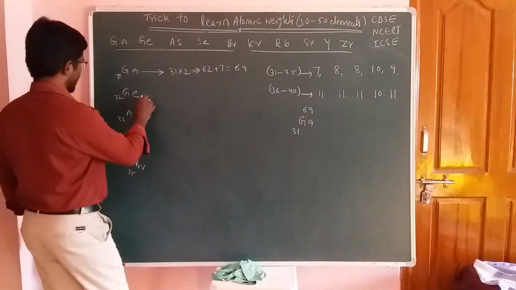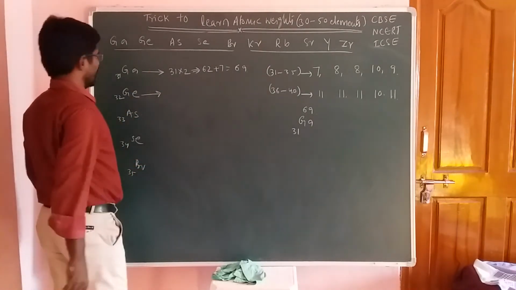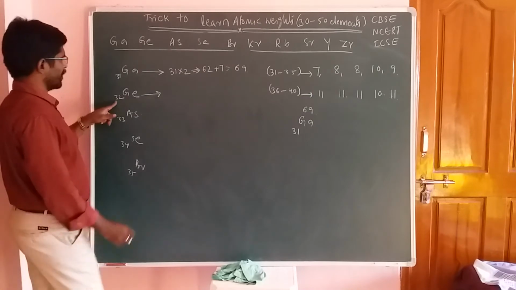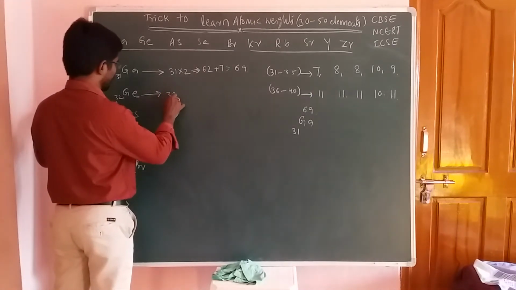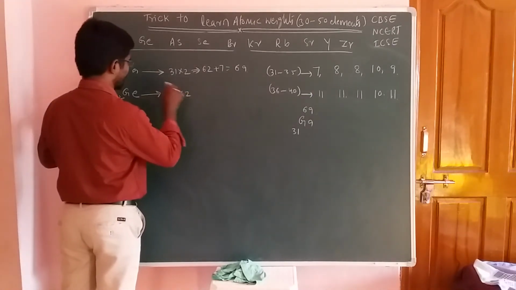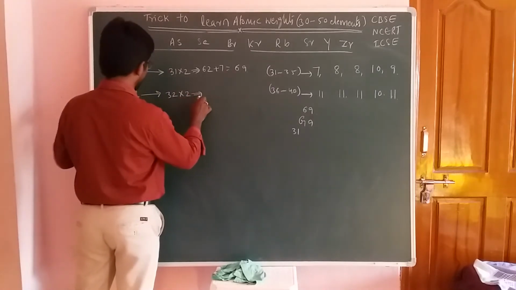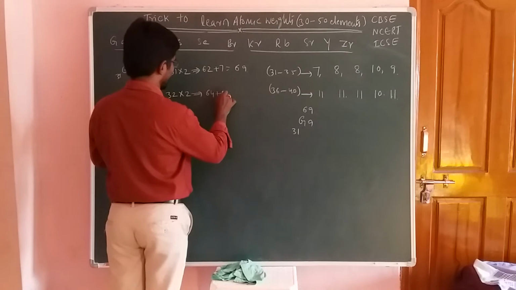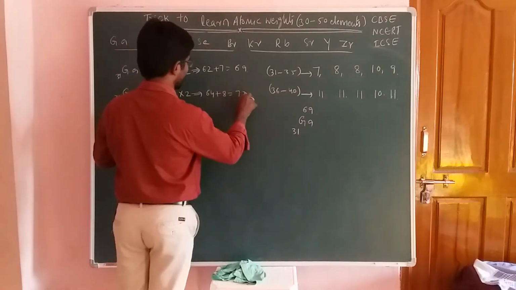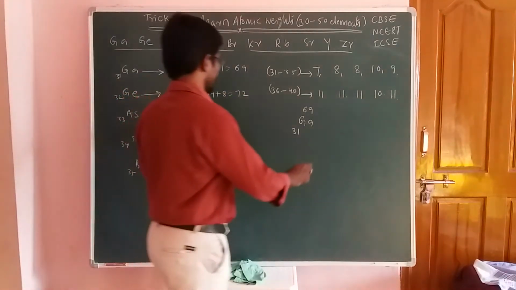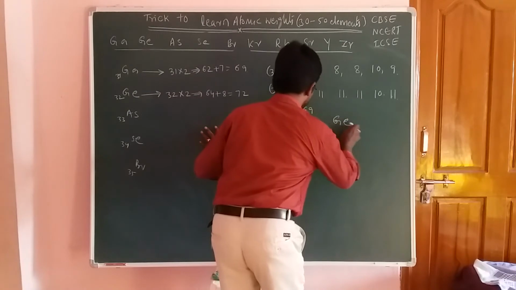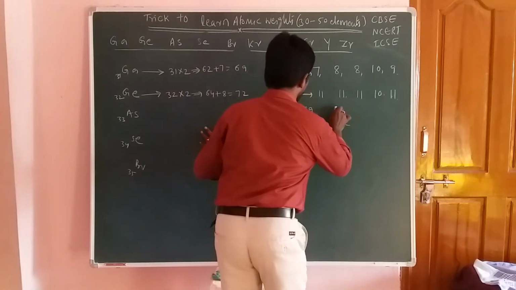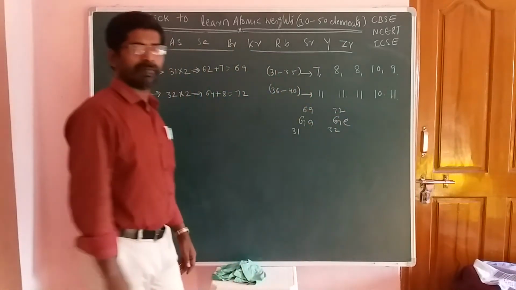Okay students. If you take the next one, germanium, atomic number 32, multiplied by 2, you get 64. Then you should add this number, and this one is 72. That means germanium has atomic number 32 and atomic weight 72.